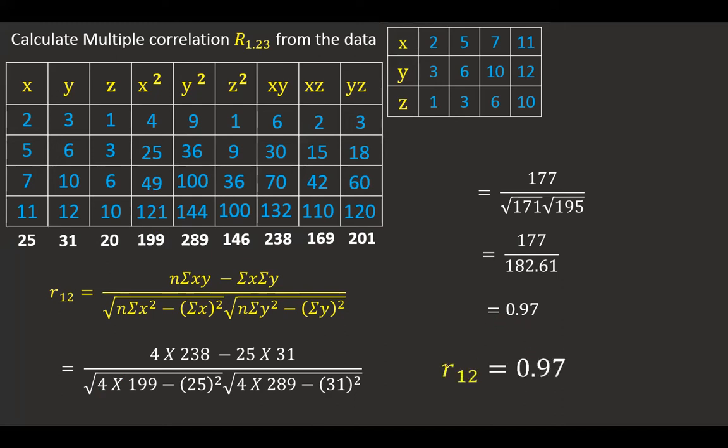Then I am just putting a box and keeping it so that I can use it in the last answer. So R12 is equal to 0.97. Okay, now just stick to the same method. We will be doing the same once again. We are going to use it now.